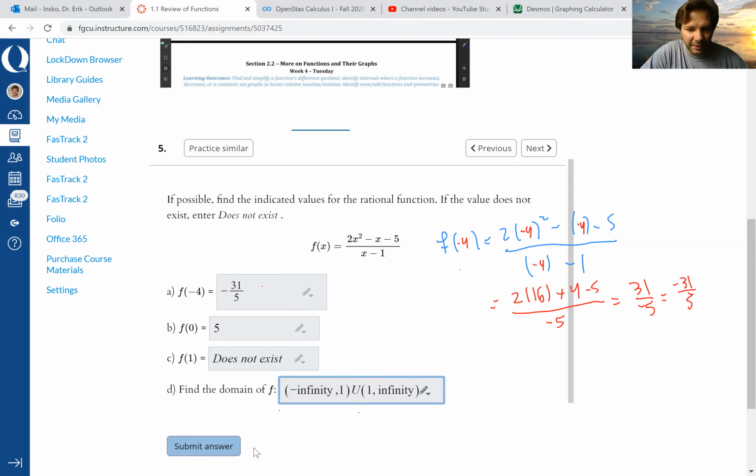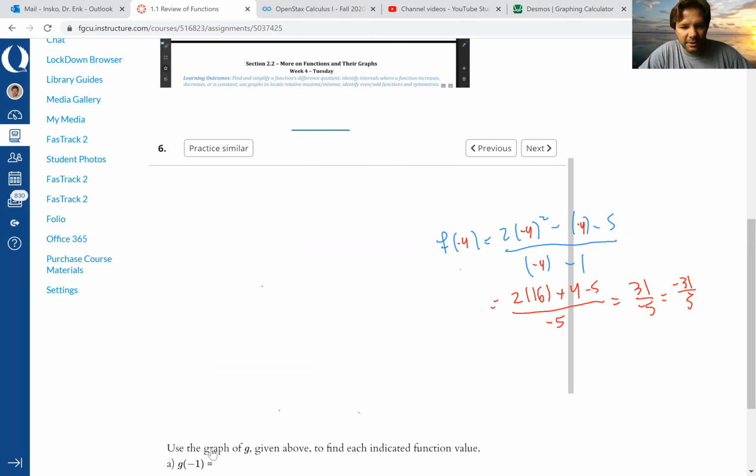And let me see, it's yelling at me, but no, I think it's okay. Let me put a parenthesis there. And then submit answer. And it says everything's good to go. All right.